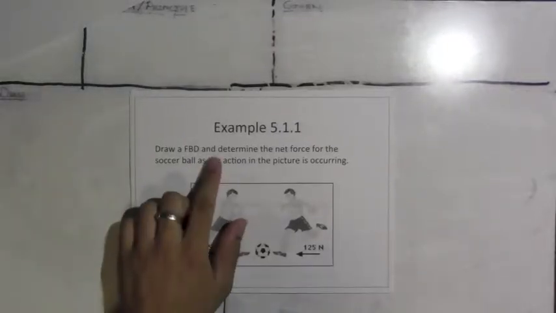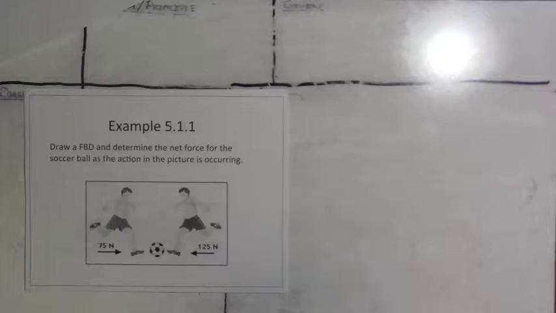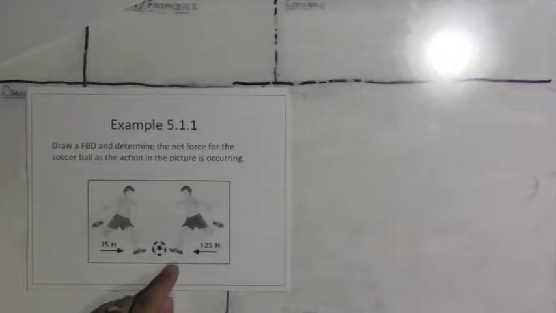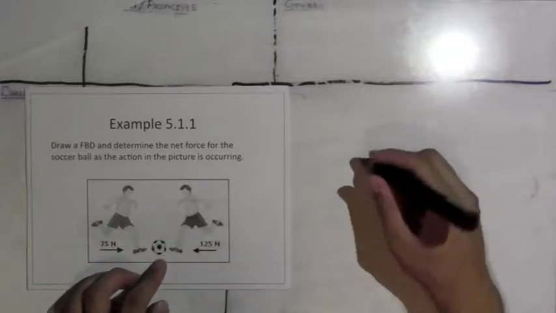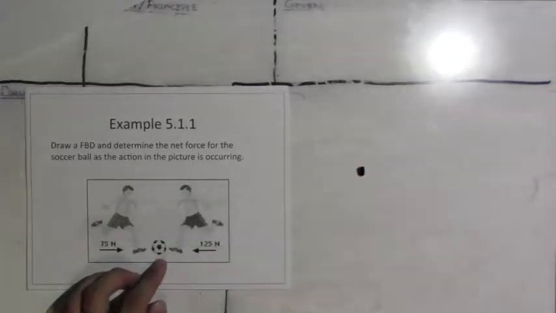This is example 5.1.1. It says draw a free body diagram and determine the net force for the soccer ball as the action in the picture is occurring. So the first thing we want to do is represent our object, which in our case is the soccer ball, as a dot.